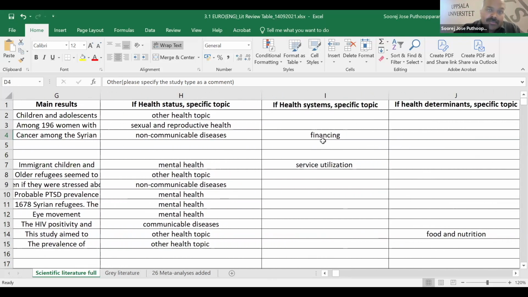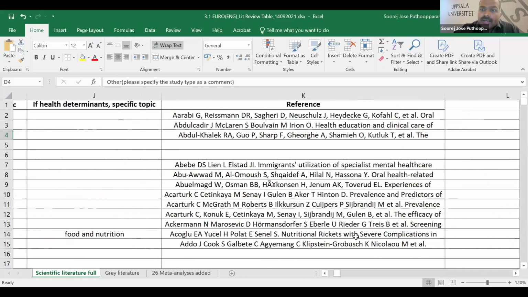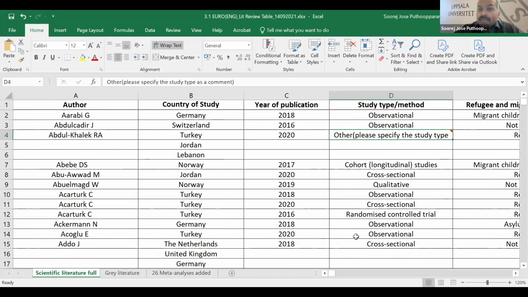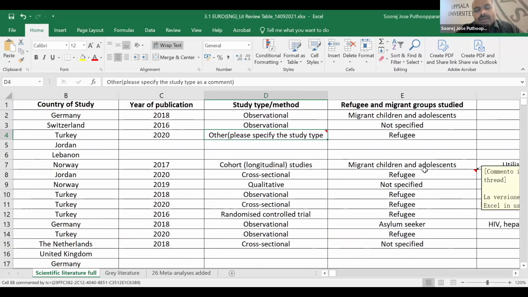If it's health system, are we looking at financing, service utilization, governance, and so on? And then are we looking at health determinants, then food and nutrition or work, influence for education and so on. So this is one example. And it was based on this column. We could generate the pie chart saying that 31% of the global literature was just on refugees, and another 33% was on the not specified group.